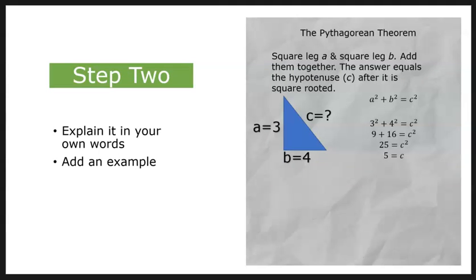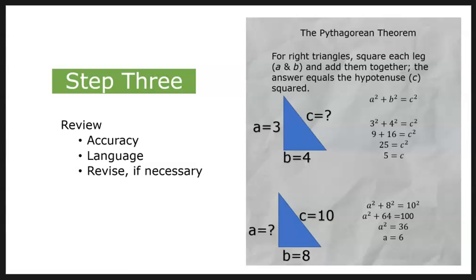Next, explain that concept in your own words as simply as you can, like you're teaching it to someone else. To make sure that you're using plain and simple language, imagine the person you're explaining it to does not have any knowledge of that concept. For the Pythagorean theorem example, try putting the definition in different words, such as square leg A and square leg B, add them together. The answer you will get will equal the hypotenuse after it's square rooted. Add an example when you're given the measurements of both legs, including a picture, and work out that example to help solidify the process.